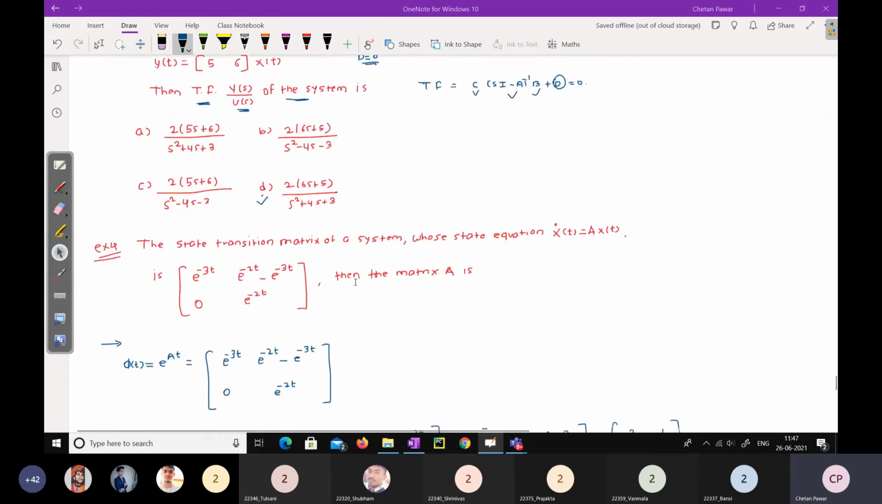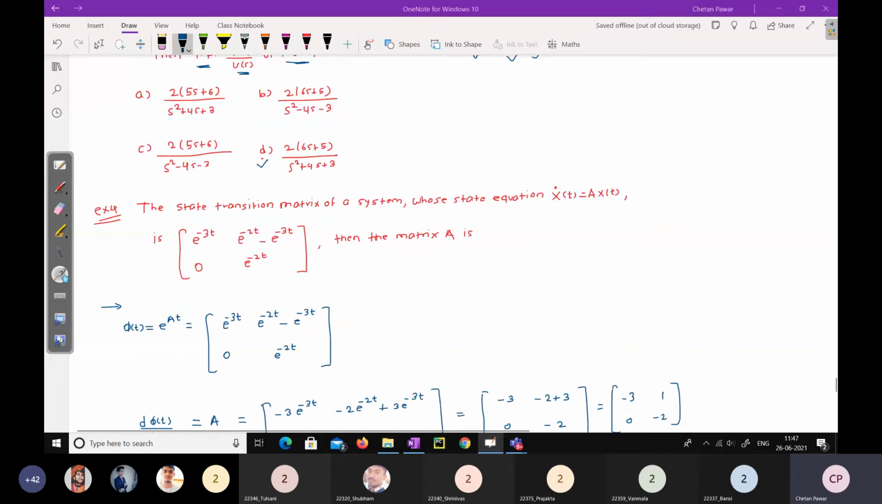Let us see example number 4. So what is asked in example number 4? We need to find the matrix here. The state transition matrix of a system whose state equation is given like this. So is this a homogeneous equation or inhomogeneous equation? X dot of t is equal to A into x of t. Is this homogeneous or inhomogeneous? Homogeneous. Good. This is a homogeneous equation, right? And they have given the state transition matrix, and we need to find the matrix A.